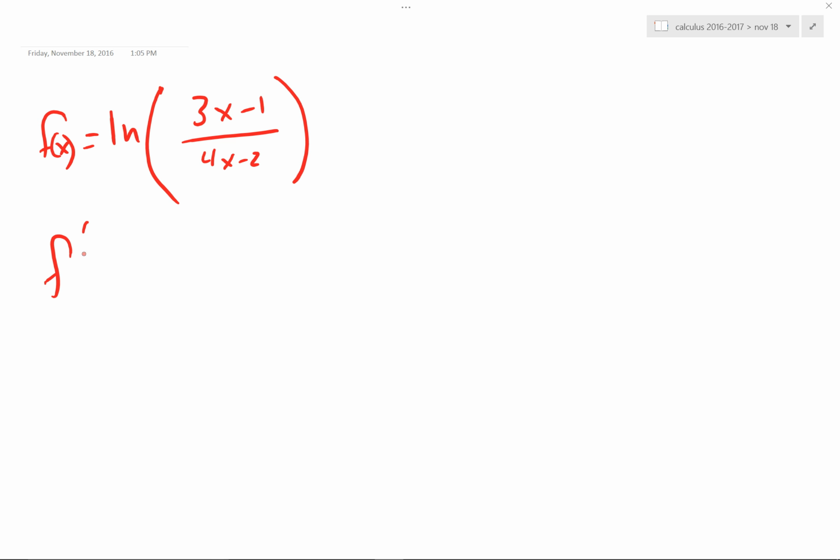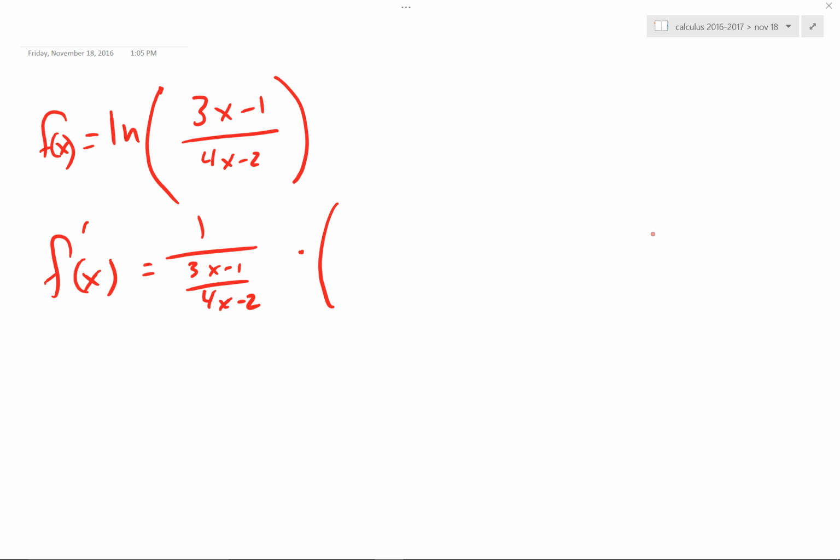Sure. What if, check this out, what if you had the ln of 3x minus 1 over 4x minus 2? Oh my gosh, it's a quotient rule inside a chain. It's exciting. So what is the derivative of ln? What is it? 1 over x. So it's 1 over that whole inside thing. Which if you're good with fractions, you know flips it upside down. We'll do that in a minute, okay?